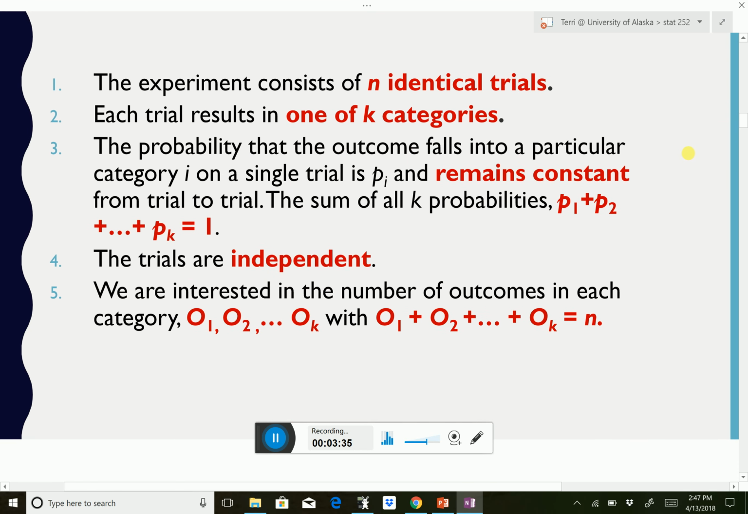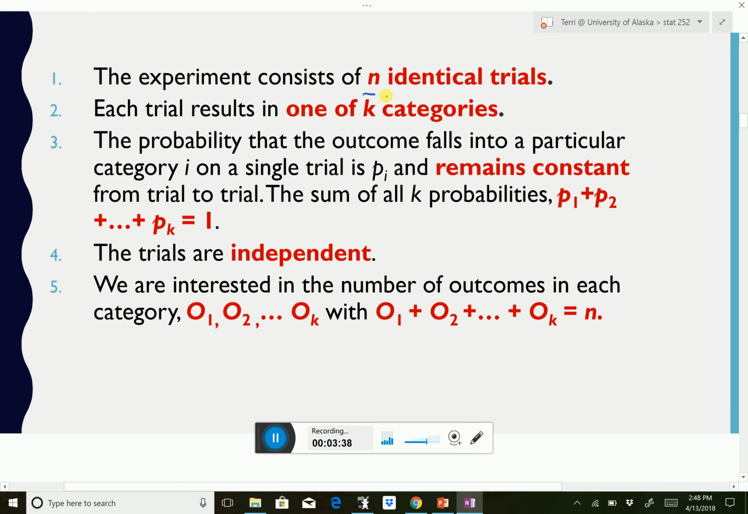So there are a few things that have to happen. We have to have n identical trials. So we have to try, am I going to get green, blue, or red? Each trial has one of these categories. It either has to be green, blue, or red. What I'm looking at can't be anything else besides green, blue, or red. So if we say marbles in a bag or whatever, the probability the outcome falls in a particular category i on a single trial is p sub i and remains constant from trial to trial. And all the probabilities equal 1.